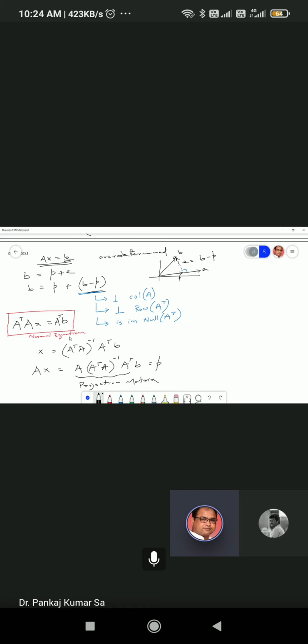Now, all this we started with A transpose times B minus P, where B minus P is Ax. So A transpose times B minus P is equal to 0, and that way everything started. But there can be another interpretation of this. Let us look at that interpretation also.